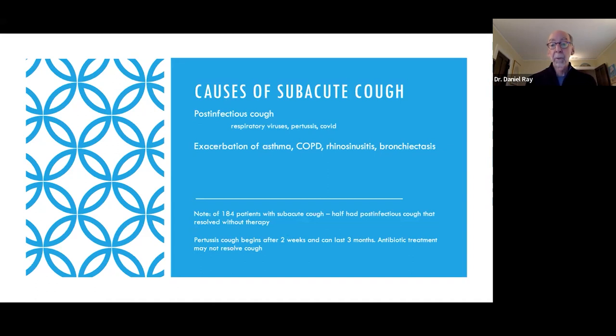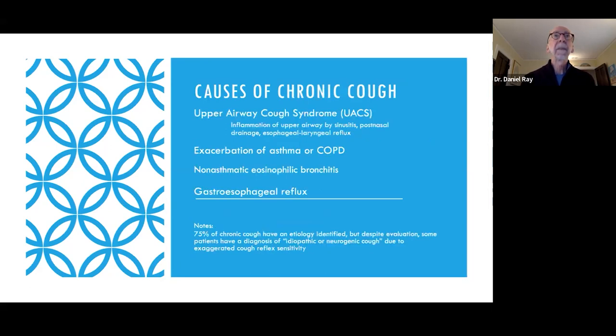And then, as I mentioned before, the lingering cough of pertussis can go on for a long time and may not become evident for several weeks. And then we get into the chronic coughs, the coughs that are there for months. And there are four major etiologies of this kind of a cough.